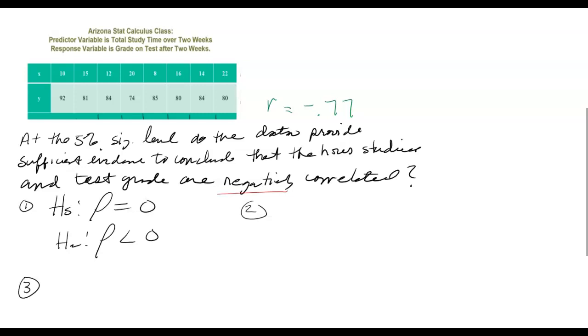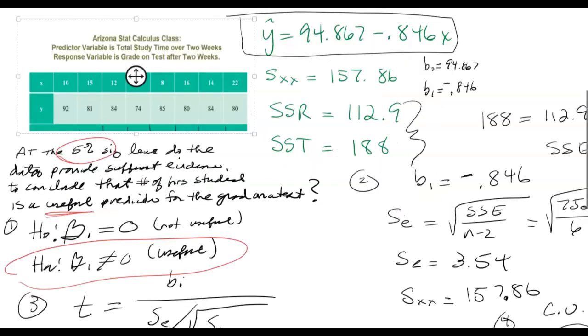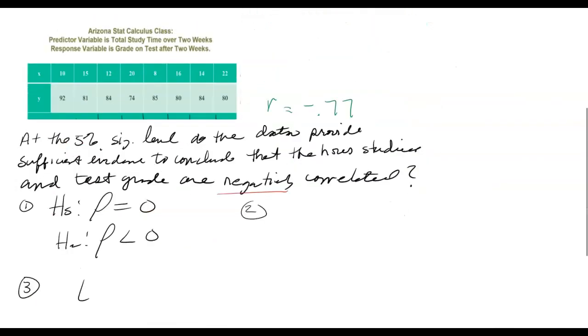formula so we know what information we need. Go to your formula sheet. Here's your test statistic formula. It's r, which is the sample correlation coefficient, divided by the square root of 1 minus r squared over n minus 2. So let me write that down. It is a t-test statistic again.